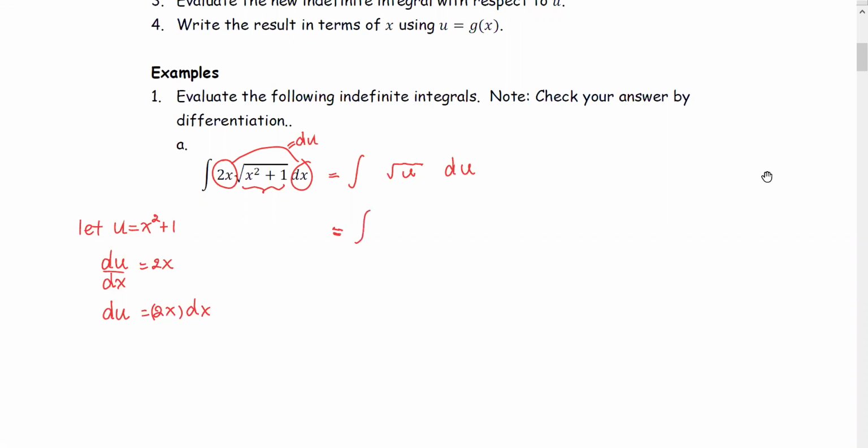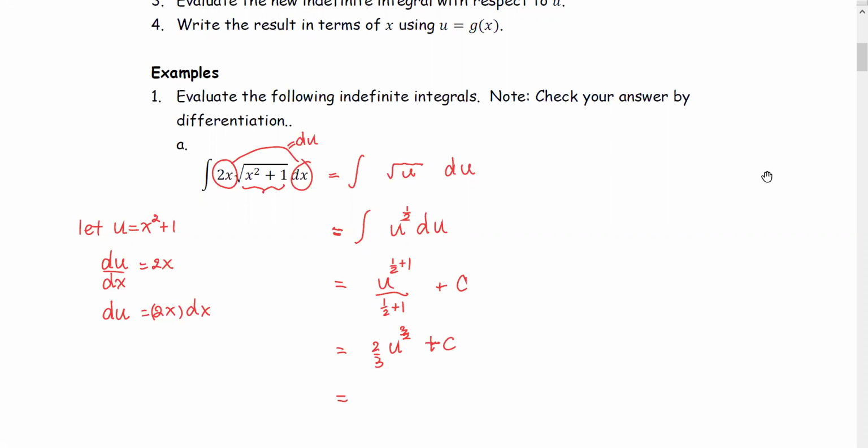Next, we just apply the appropriate antiderivative rule. We change the square root of u into the form of u to the power 1/2. The result will be u to the power 1/2 plus 1 divided by 1/2 plus 1, added by c, which is the constant of integration. Simplify the algebra. We will get u to the power 3/2 divided by 3/2, which is the same as multiplying by 2/3, plus c.